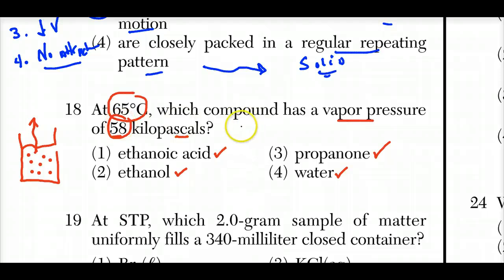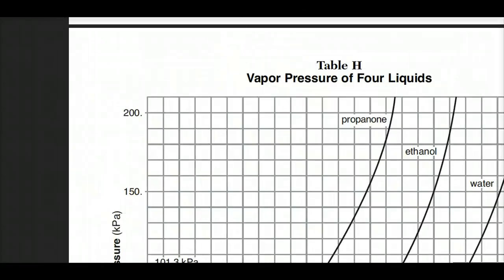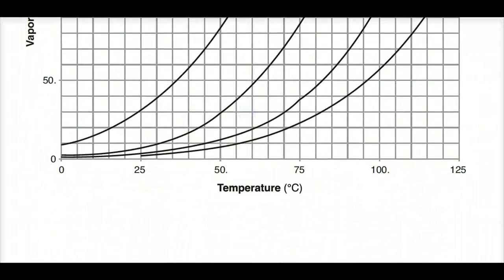This would be table H. And here we are with table H. And let's go and find our temperatures. Let's zoom in a little bit. And let's go to the bottom. And we're going to find our 65 degrees. This is going by fives, I believe. 50, 55, 60, 65. So there's my 65.